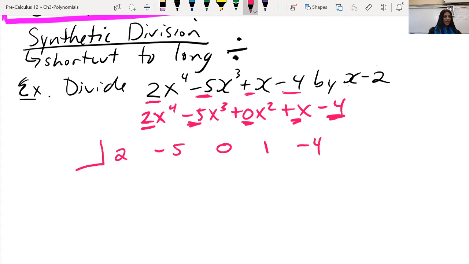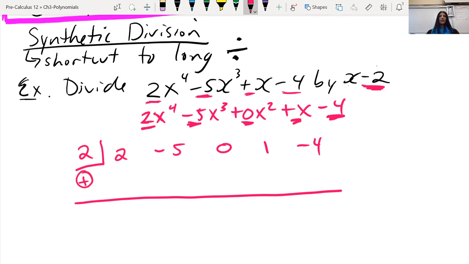And in the corner here, if I'm dividing by x minus 2, I take the opposite of that. So I take the root and I write it in a tiny little square in the corner here. And then I set this up kind of similar to what we were working with. The difference this time is we're not going to subtract top to bottom, we are actually going to add.